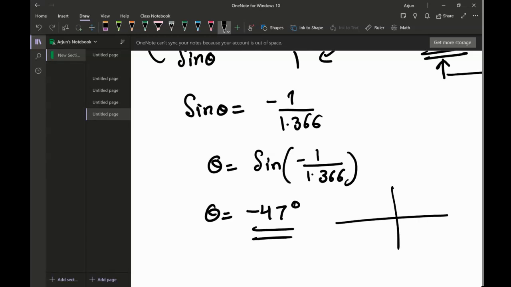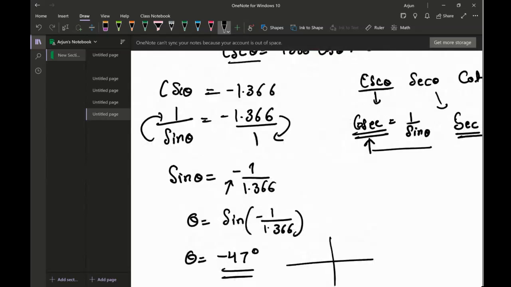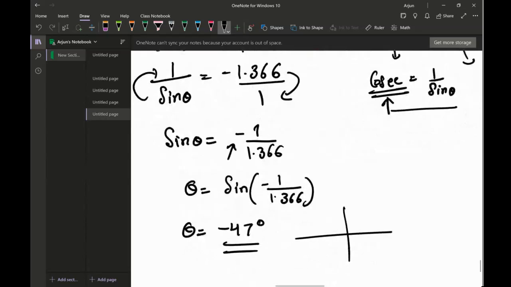Now I'm going to ask myself a question. Look at this carefully: sine is negative in which quadrant? Sine is negative in the third quadrant and in the fourth quadrant. So these two can be my answers.